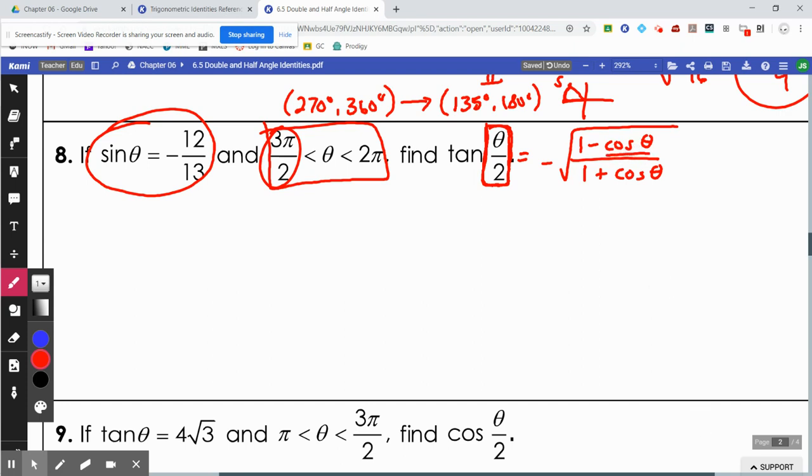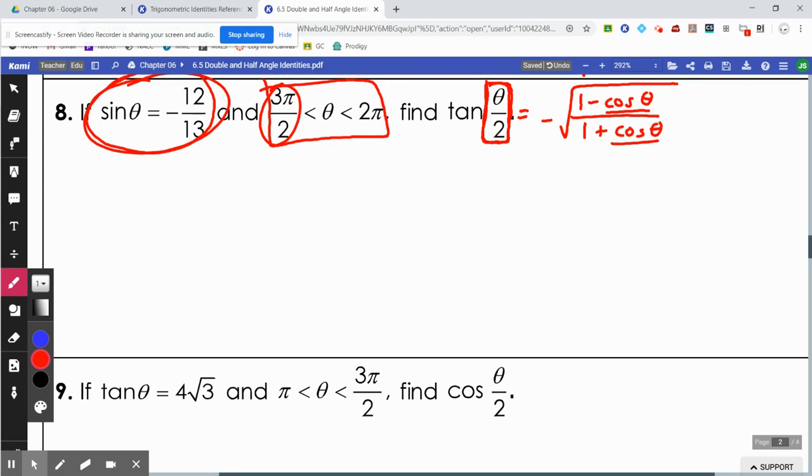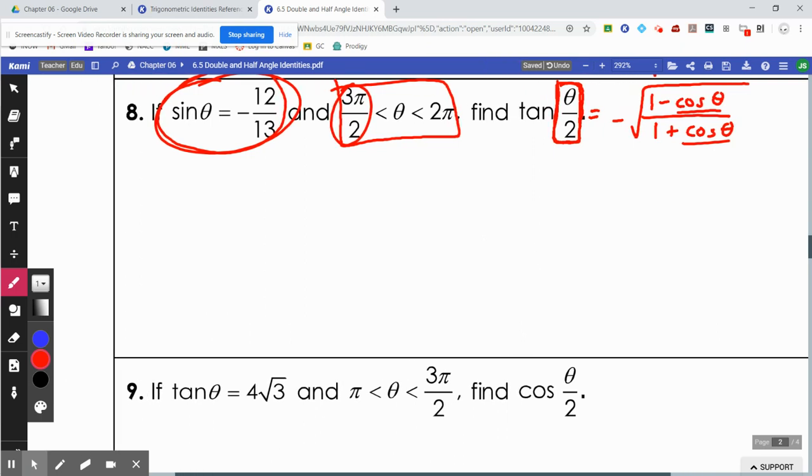Now, look at your formula. I need a cosine theta to plug in. I have a sine theta. The way that we've been working this, okay, forget about our formula for a second. The sine of theta, which was told to us right here, was between 270 and 360. Our angle is somewhere down here. All Students Take Calculus. Notice how sine was negative. The reason why is because we're in the fourth quadrant. That's where theta is located.